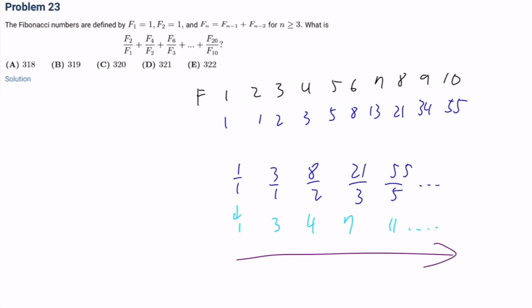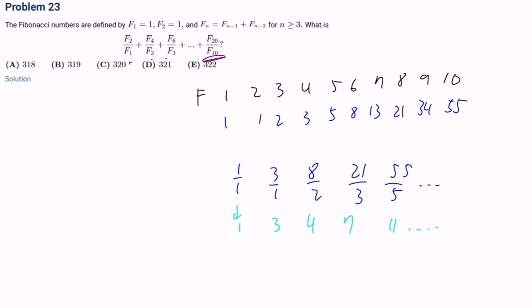This sequence of numbers itself has Fibonacci-like qualities, right? Because the next number is always the sum of the previous two, right? 4 is 1 plus 3, 7 is 3 plus 4, 11 is 4 plus 7, like that. And we can assume that this trend will continue, right? So we need 1, 2, 3, all the way to 10. So we need 10 of these numbers.